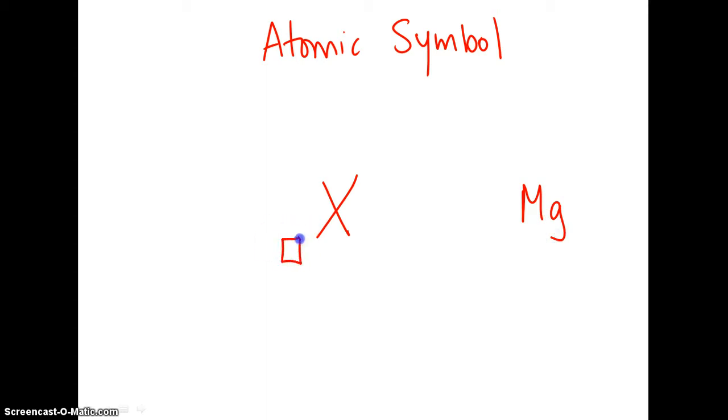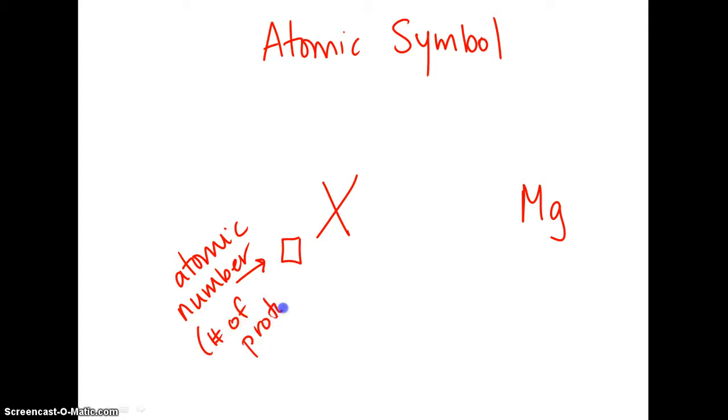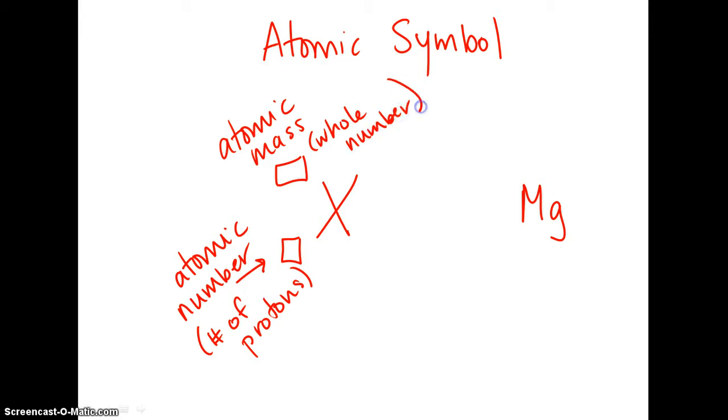On the lower left-hand corner, you have the atomic number. And as we know, the atomic number is the number of protons, so we can also write that in parentheses, number of protons. On the top left-hand corner, right over here, we have the atomic mass. And this one here is always a whole number because it's looking specifically at an atom itself, so that you know exactly what atom it is.